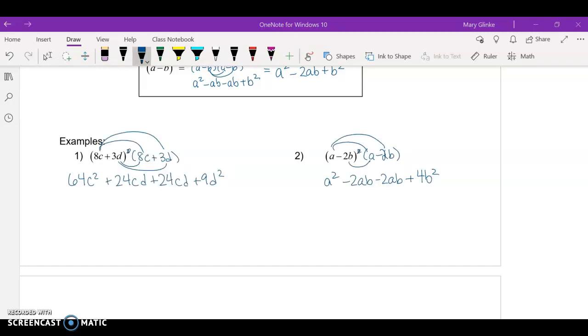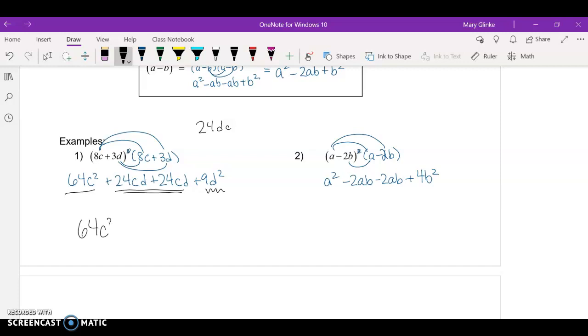So let's take a look at how that distribution went. Let's check out number 1. Let's see, 64c squared. You should have two terms in the middle that are both 24cd. Now it's okay if you wrote 24dc. I just go alphabetically to help me recognize that these two are actually the same term. And then you have 9d squared at the end.